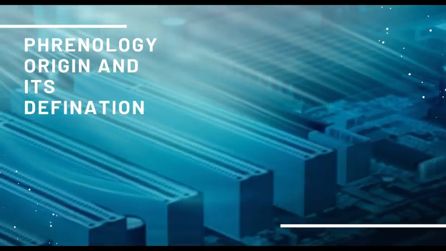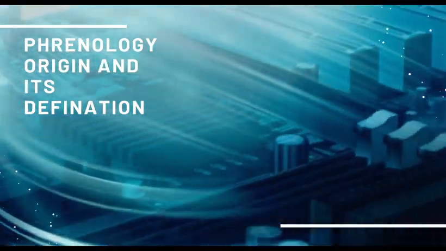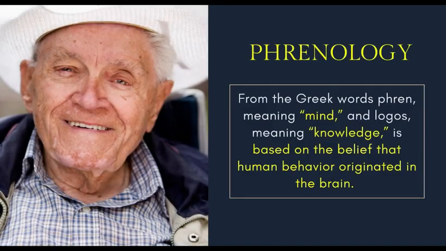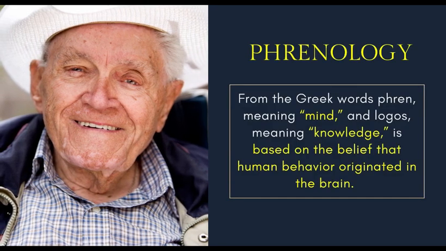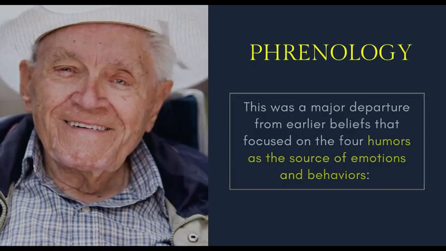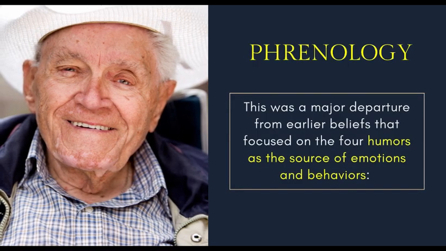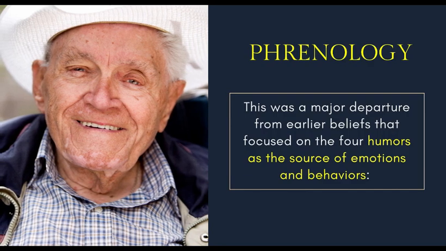The next slides present what phrenology is, and the personalities who studied and supported phrenology. Phrenology: origin and definition. Phrenology, from the Greek words phren, meaning mind, and logos, meaning knowledge, is based on the belief that human behavior originated in the brain. This was a major departure from earlier beliefs that focused on the four humours as the source of emotions and behaviors.